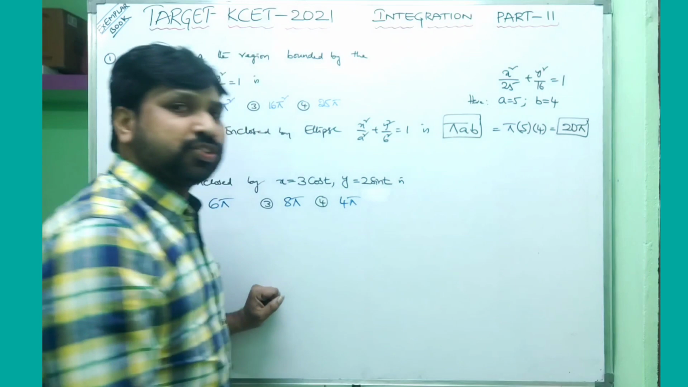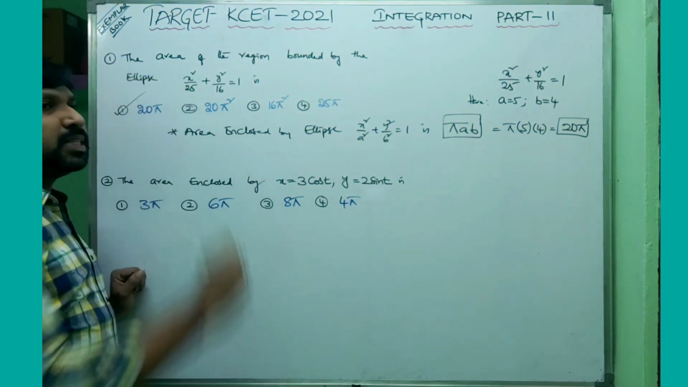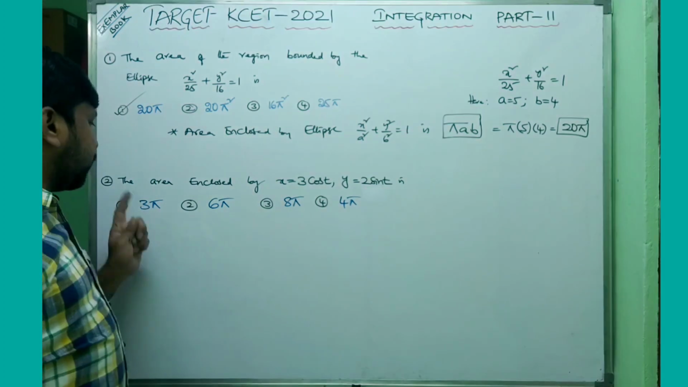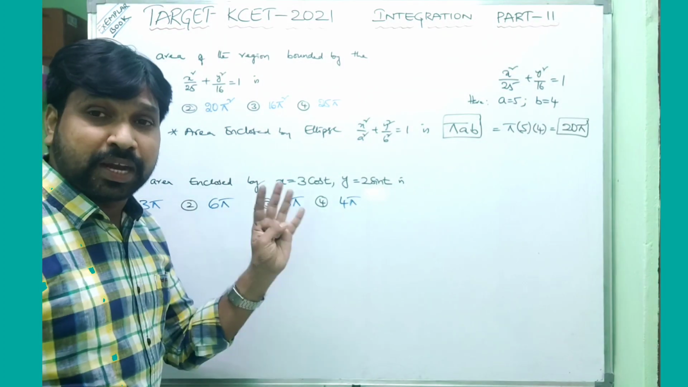Without finding integration, directly you are getting the answer. So 20 pi is the correct answer, friends. Let us move to the next question. The area enclosed by x equal to 3 cos t, y equal to 2 sin t is given.